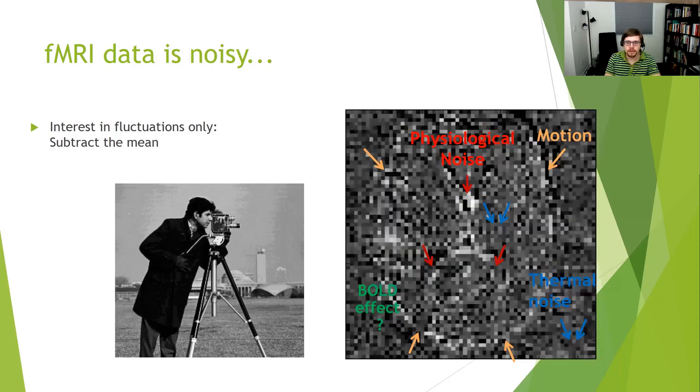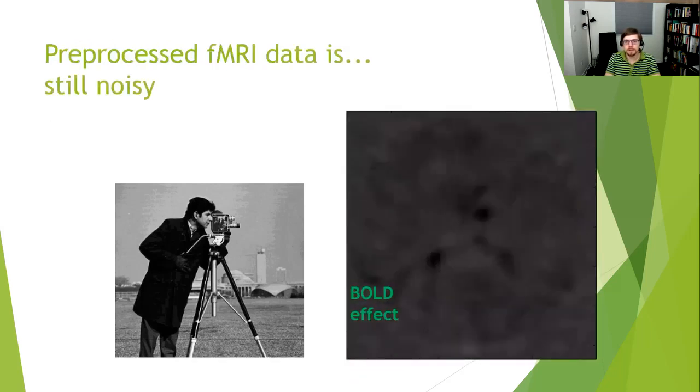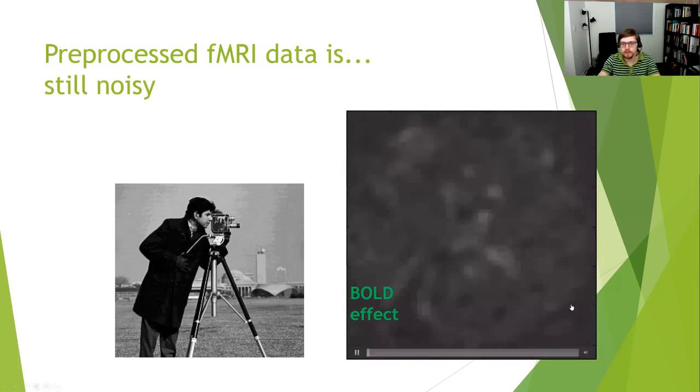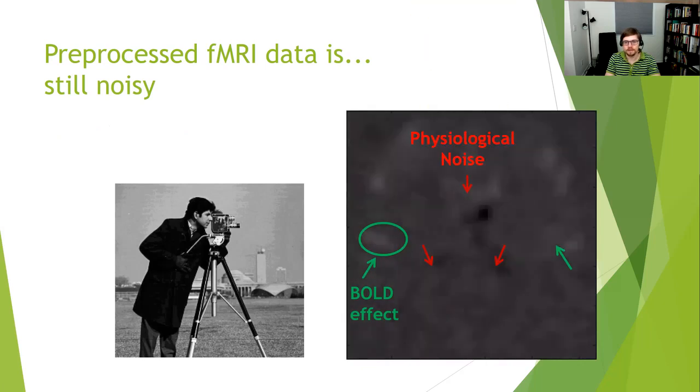fMRI usually undergoes a lot of image processing to improve the situation, so some alignment against motion and some spatial smoothing to remove thermal noise. And in the end, you might get a time series like this and might be able to spot a BOLD effect here in the auditory cortex. But you also see a lot of fluctuations in the ventricles. So noise is a constant companion in our fMRI analysis.